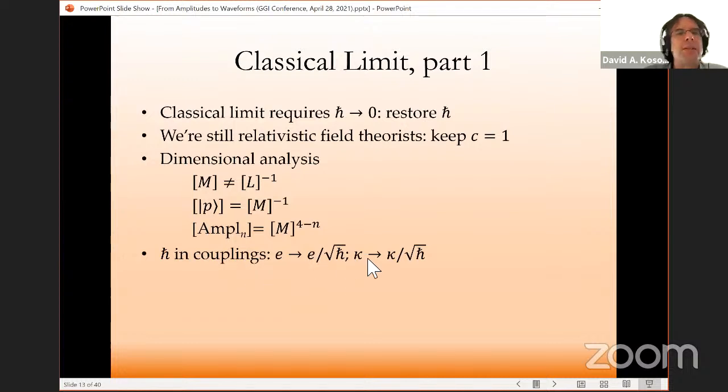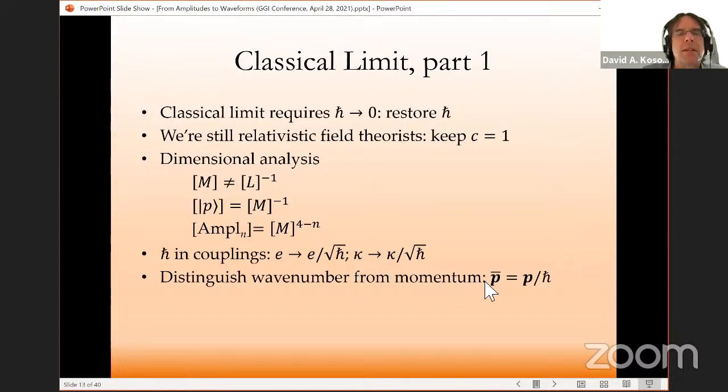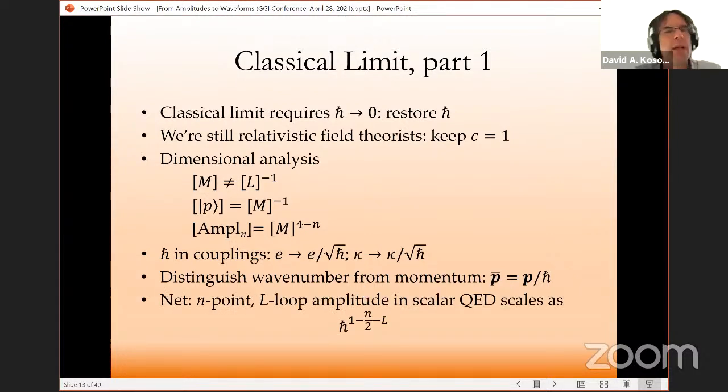And the net effect is both of the couplings that we might be interested in, in QED and in gravity, scale by 1 over root h bar. So it will turn out that we want to distinguish now between the wave numbers and the momenta. That will become important. So I'll introduce a notation for the wave numbers by borrowing the corresponding momentum. So if we look at what happens here, the net from putting in the h bars in an n-point L-loop amplitude in scalar QED scales as h bar to the 1 minus n over 2 minus L. That's right, those are both minus signs. So those are powers of h bar in the denominator.